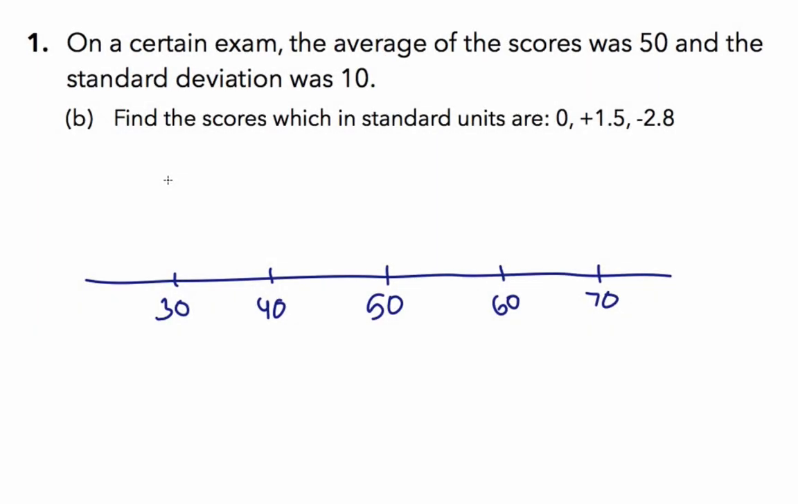For part B, we are dealing with the same distribution that has a mean of 50 and a standard deviation of 10. I've noted that 60, for example, is one standard deviation above the mean, as we discussed in the previous question. We're asked to find the raw scores of the following values in standard units. 0, the first value, will always be the mean, so its raw score is 50.